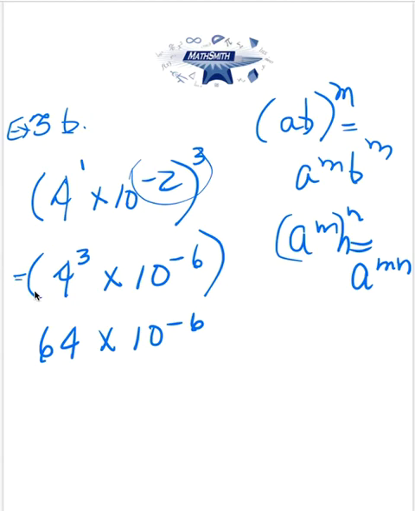So the question is, is this in scientific notation? And the answer is no, because you've got 2 digits to the left of the decimal place, and you need just 1. So we're going to take this big number and make it smaller, which means we're going to make the exponent bigger. So this is going to become 6.4. So that's going from a bigger number to a smaller number, so we've got to make the exponent go to a bigger number by adding 1. So this becomes 10 to the negative 5 power.